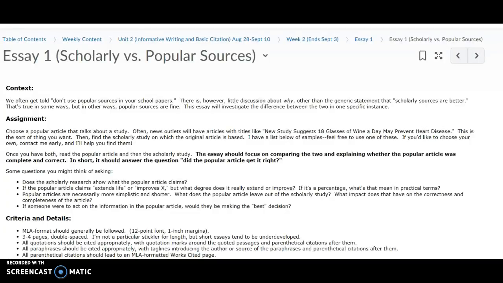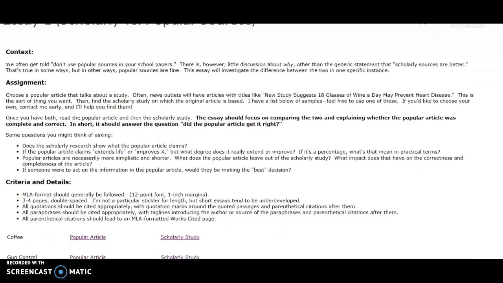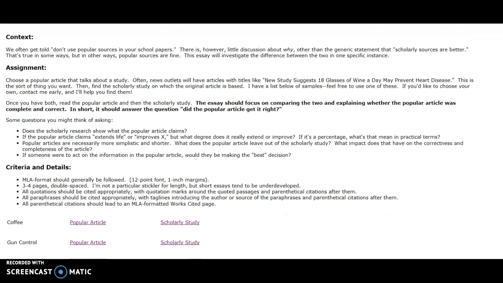Alright, so I went into Essay 1 first and foremost, okay? Again, we see context, assignment, and criteria in detail. You guys are often told, don't use popular sources in your paper. However, we don't actually generally talk about why. Everyone just says, well, scholarly sources are better, and in some cases, they are. But what I really want to do with this essay is have you look at the difference between the popular and the scholarly source at a very specific, very tight level.